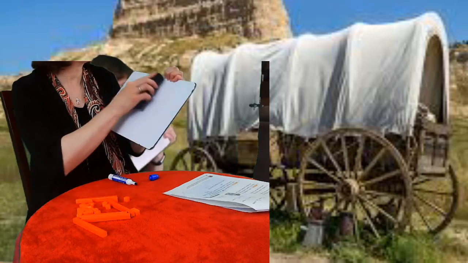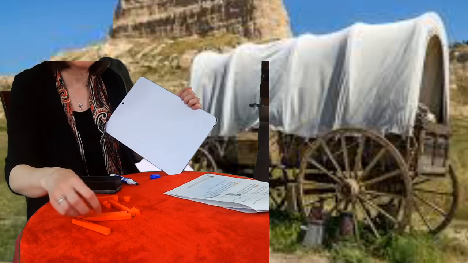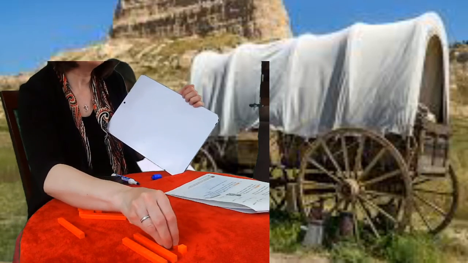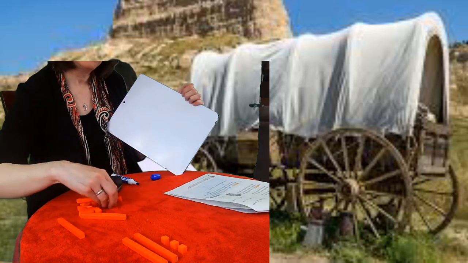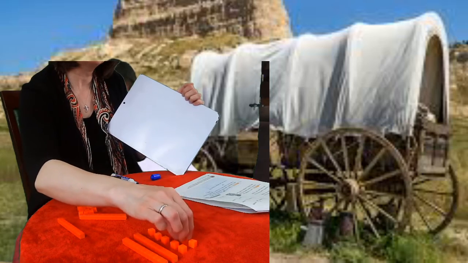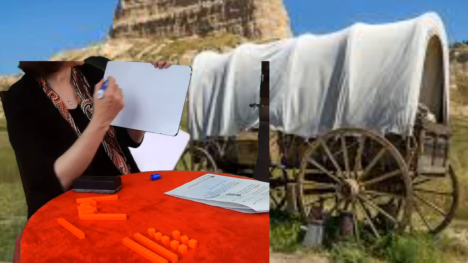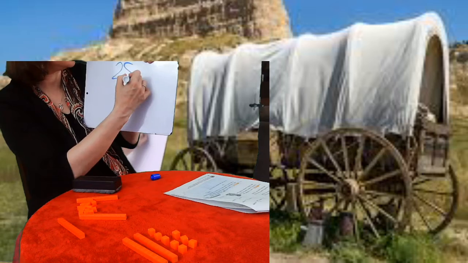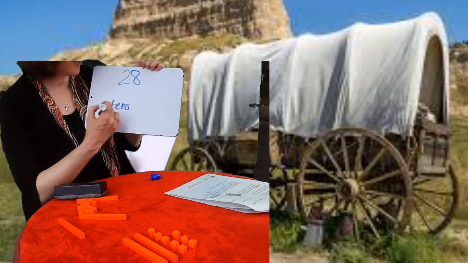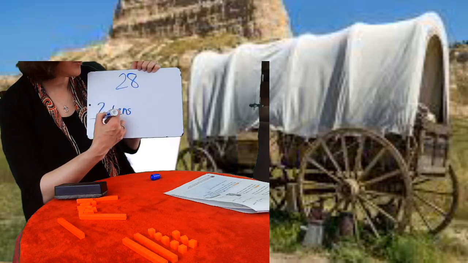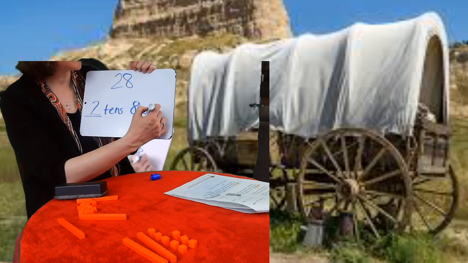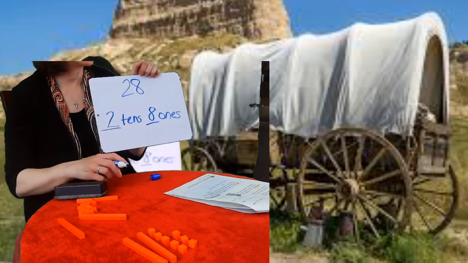Our next one says I have 28 cubes. So let's count that one out. 10, 20, 21, 22, 23, 24, 25, 26, 27, 28. So if we have 28 cubes, we know in the tens place we're going to have 2 tens, 2 sticks, and in the ones place we're going to have 8 ones.